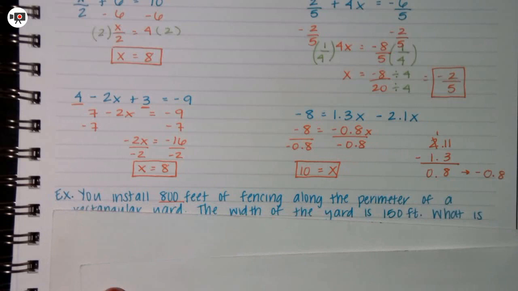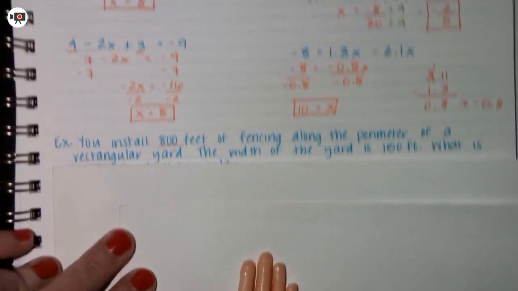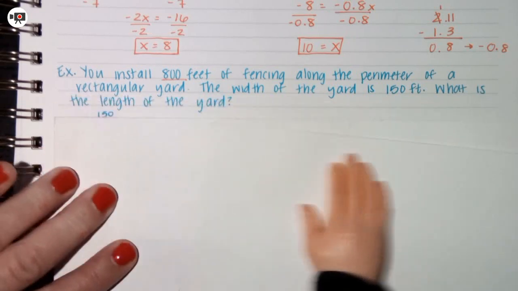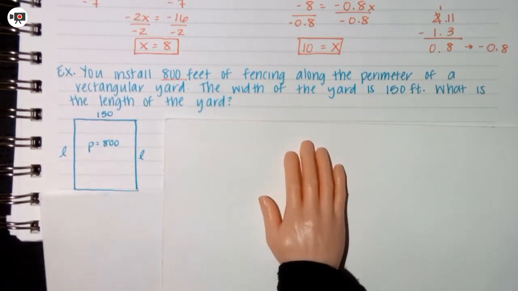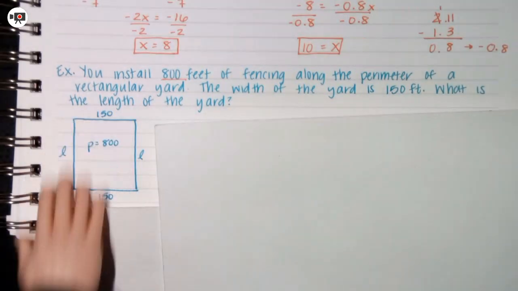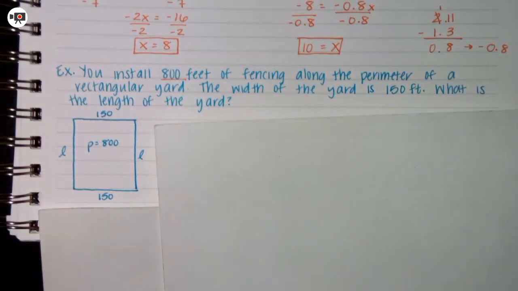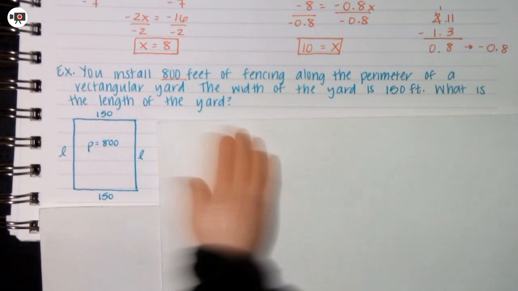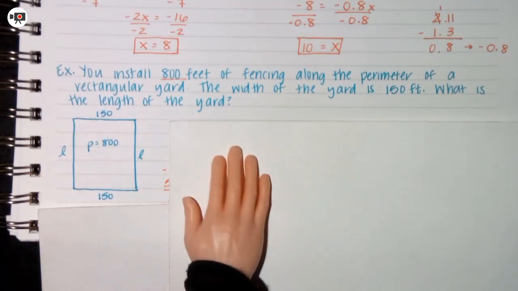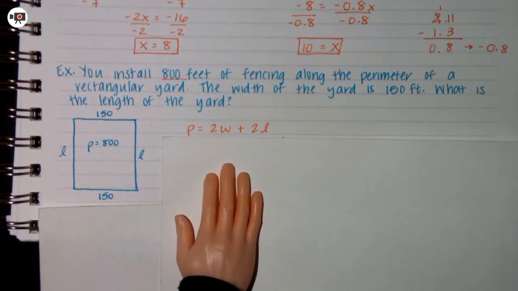Now you install 800 feet of fencing along the perimeter of a rectangular yard. The width of the yard is 150 feet. What is the length of the yard? So here I drew a picture, and the perimeter means the outside edge of the yard. So the perimeter is a width plus a length plus a width plus a length. So that's 2 widths plus 2 lengths.